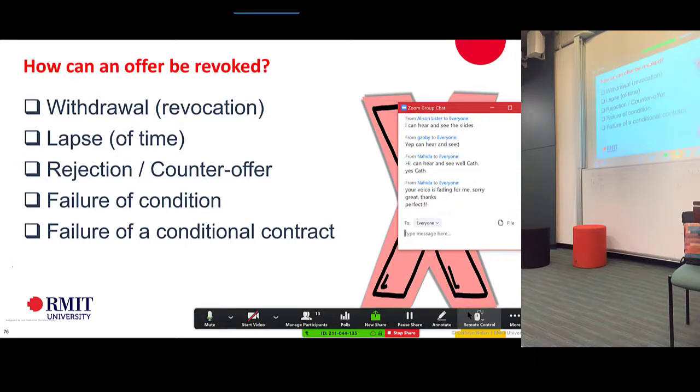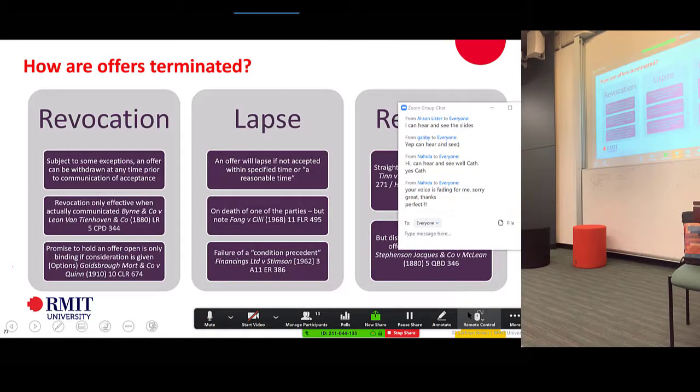Other ways that offers can disappear is as a consequence of a lapse of time. They might be rejected, which in turn creates a counter-offer. There could be a failure of a condition. So an offer might be conditional on something else happening, or the failure of some kind of conditional contract. So let's have a look at each of these different options here.